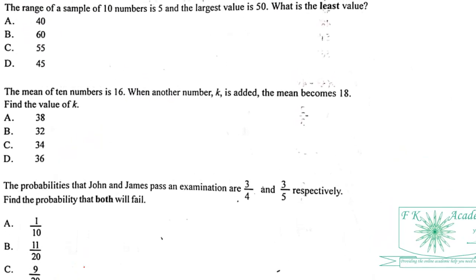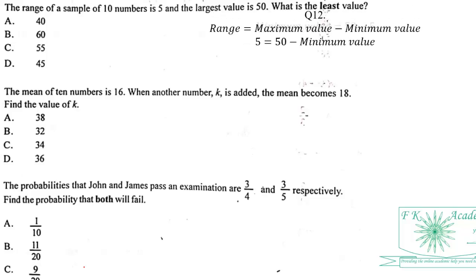The range of a sample of 10 numbers is 5 and the largest value is 50. What is the least value? Remember, range is maximum value minus the minimum value. And that will give us 45.